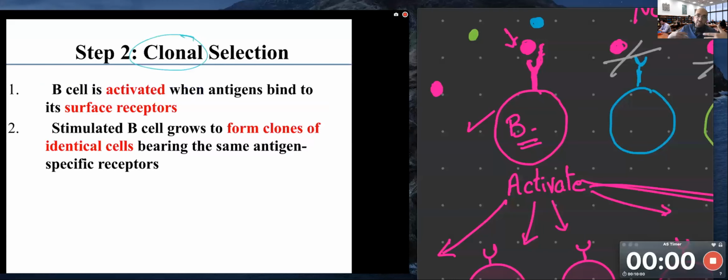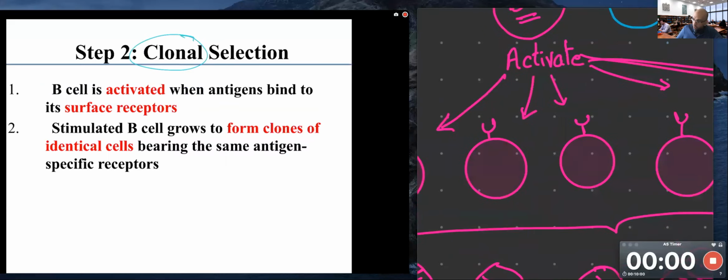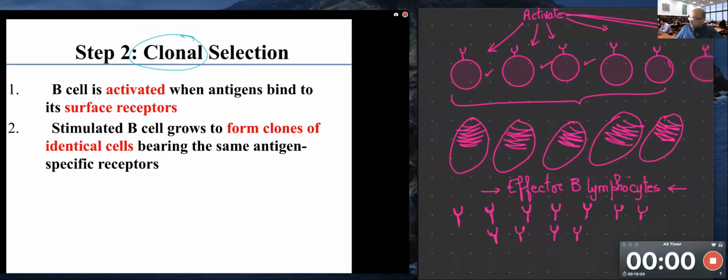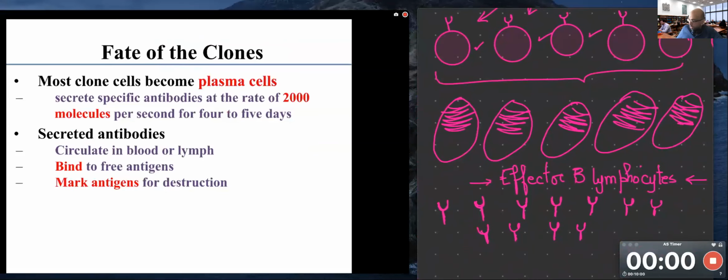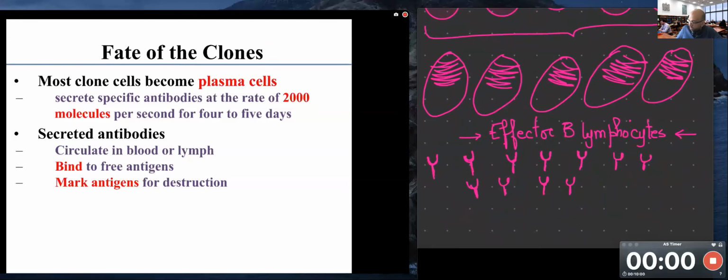What happens as a result of this activation of the cell? The cells, once activated, will start to proliferate, forming clones, copies of the same cells. Those clones will be identical to the mother cell. Some of them will become the plasma cells or the effector B lymphocytes. Why do we call them effector B lymphocytes? Those are the ones that will be responsible to produce an effect by producing those immunoglobulins, those antibodies.